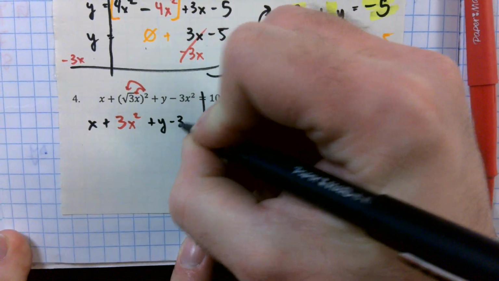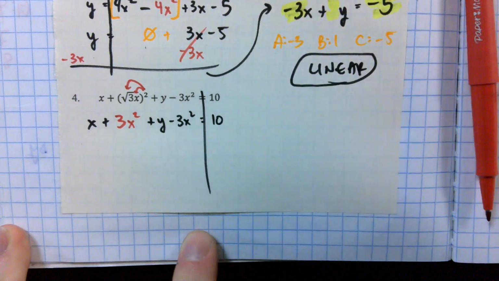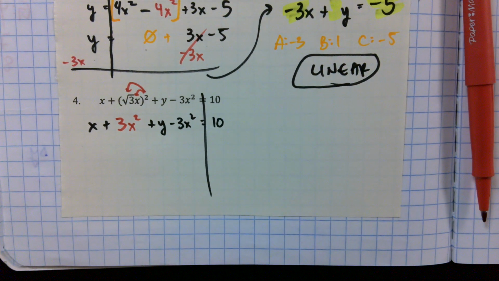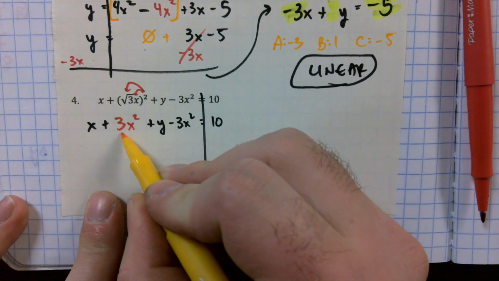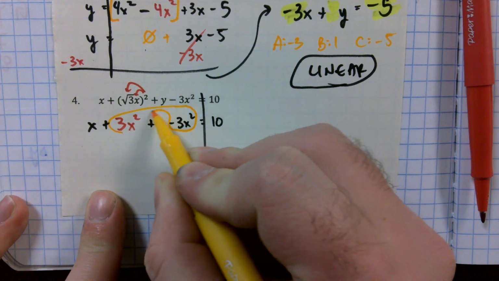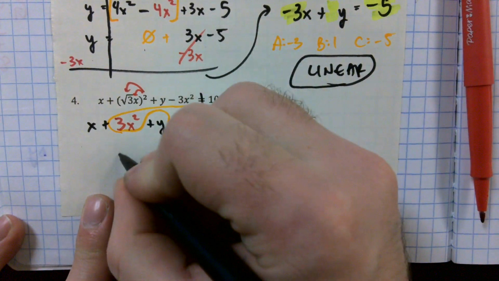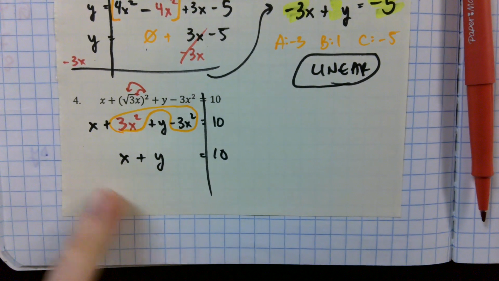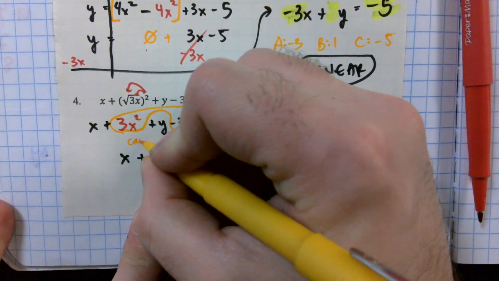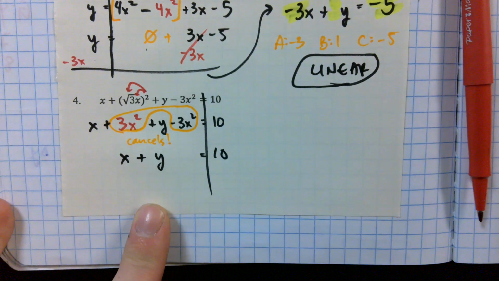plus y minus 3x squared equals 10. Anything I can do here to clean it up? Can we combine like terms? What like terms can I combine, Ava? Perfect. What do those combine to make? 0. They cancel out. X plus y equals 10.